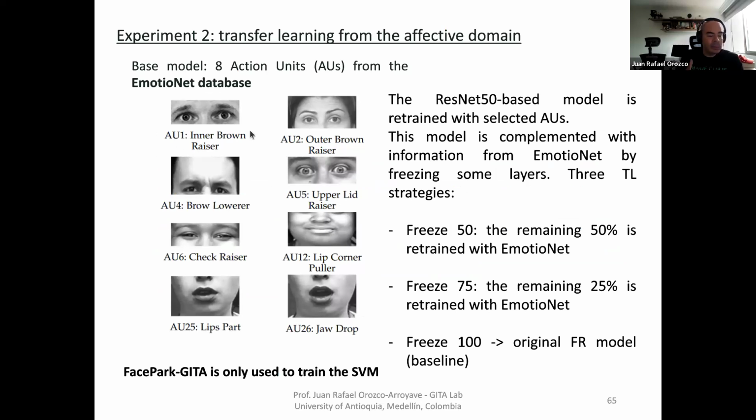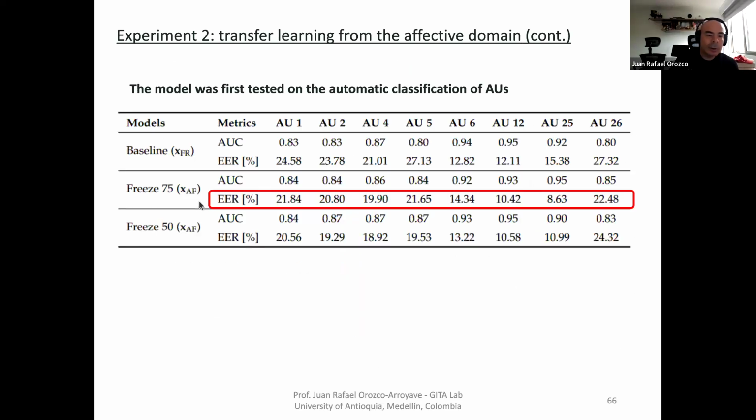Because if we are trying to model whether a person is able to actually produce the expression, then why not do transfer learning from a ResNet model able to recognize all of these different action units in the face. And then we tried freezing 50% of the network, 75% of the network, or the whole network as a baseline. We did that, and the best result was found when we froze 75% of the network. And so these are the equal error rates for all of the action units.